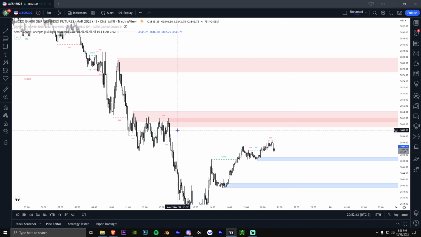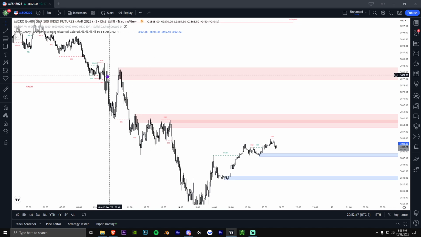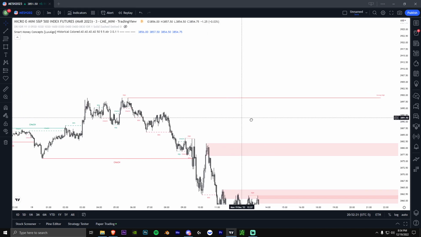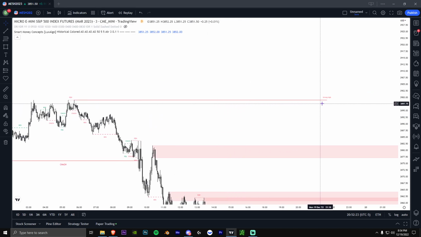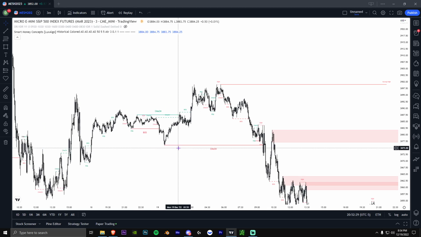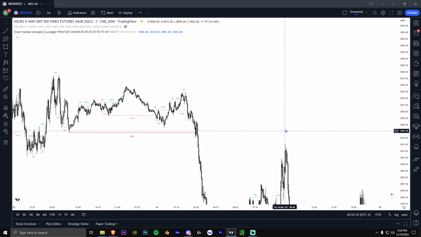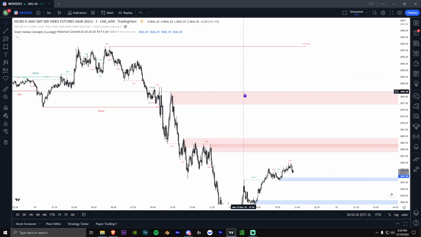But again, this indicator is not going to know where liquidity is. That's going to take screen time. It has equal highs up here. This is a very interesting indicator. Has strong high, so it knows this is a change of character. It doesn't have any fair value gaps labeled over here. Maybe just because it doesn't allow it.